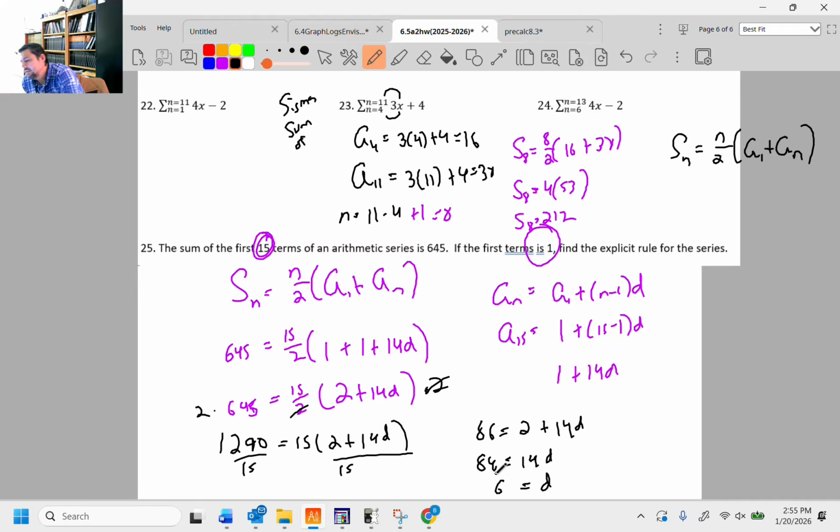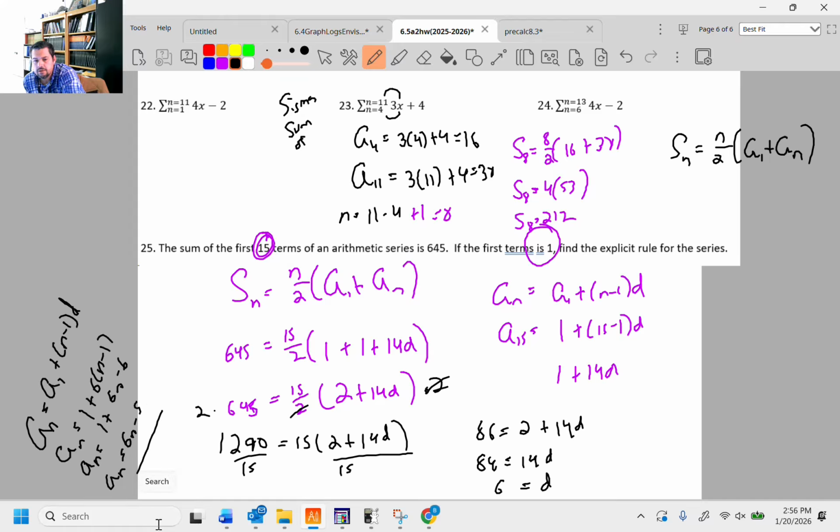Now, I don't know why I wrote a. Probably because I was thinking about this guy. The explicit rule is that the nth term is the first term plus parentheses n minus 1 times d, and the d can be in the front or the back. It don't care. There's a joke in there somewhere. Can't talk like that anymore. But the nth term is the first term of 1 plus the difference, which is 6, times n minus 1. Distributing, I get 6n minus 6. Don't forget about the 1 plus. 1 minus 6 is negative 5, so the nth term is 6n minus 5. There you go, kids. Nice and quick, too.